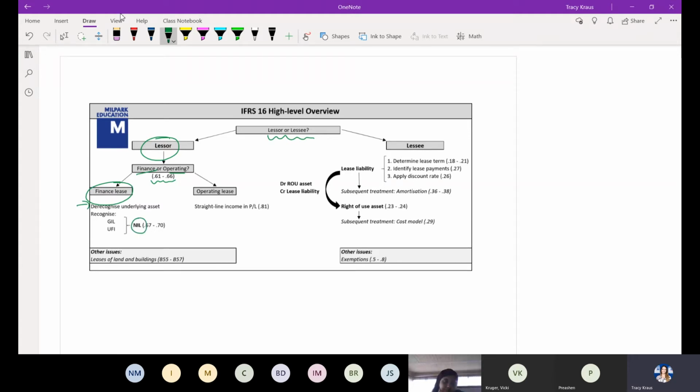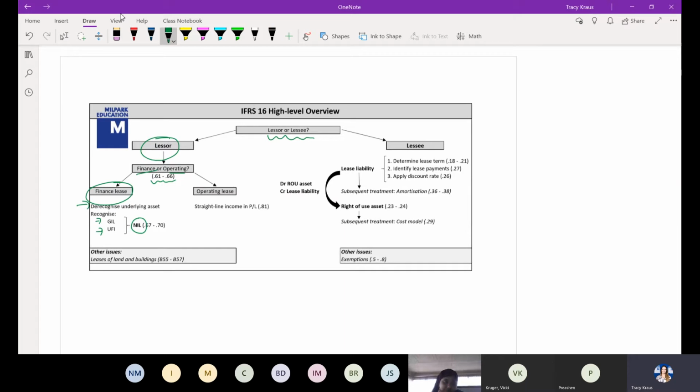And we do that by recognizing a gross investment in the lease and the unearned finance income, which net each other off and give us the net investment in the lease. It might be helpful to think of the gross investment in the lease and the unearned finance income as in some ways similar to the cost and the accumulated depreciation accounts associated with an item of PPE. If you have PPE, the original cost of the item sits in one account, and the accumulated depreciation and impairment sits in another account. But to get the true carrying amount of the asset, you put those two accounts together, and you get the carrying amount of the asset.